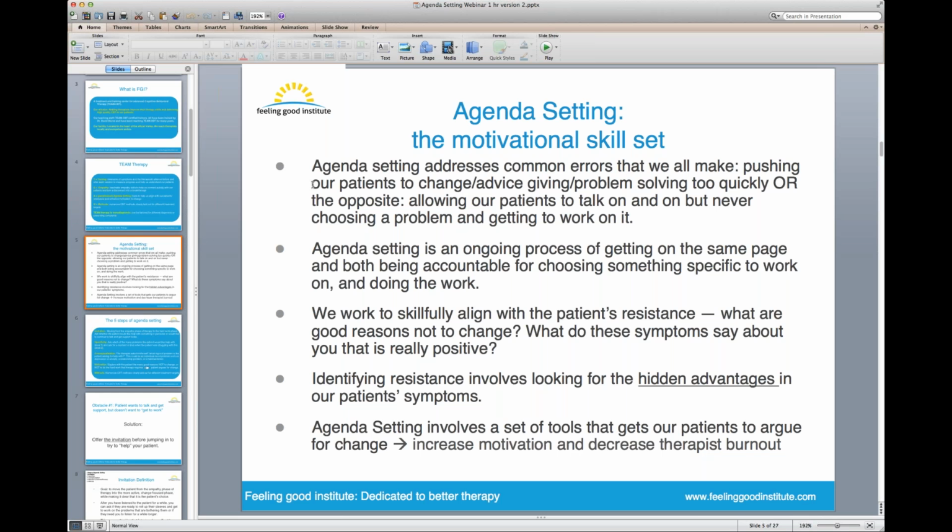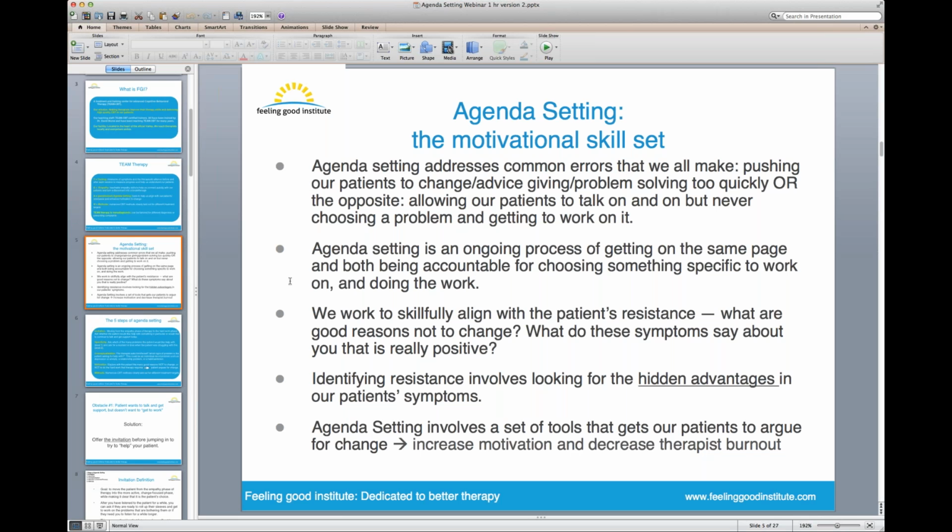So the idea I'm going to show you today is that just by using a method called the invitation, you can avoid making either of these two errors and gently guide your patient towards setting an agenda very collaboratively. Agenda setting is an ongoing process. It's not like you check the box and you're done. It's an ongoing process of getting and staying on the same page with your patient and both being accountable for choosing something specific to work on and doing the work of therapy.